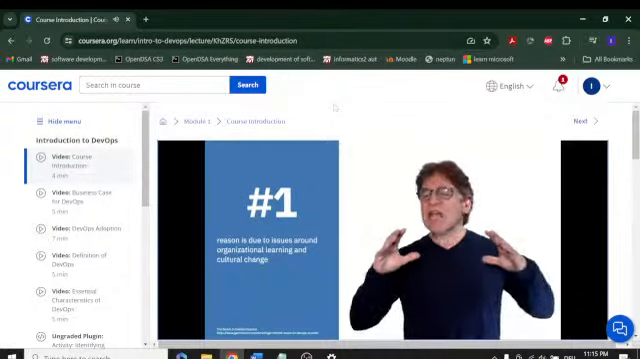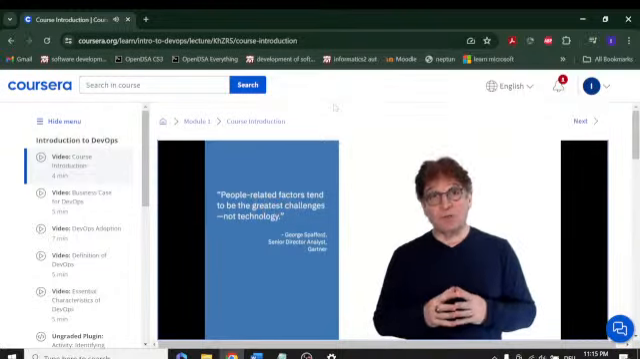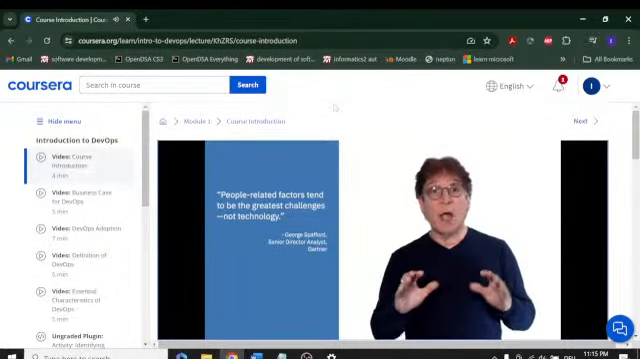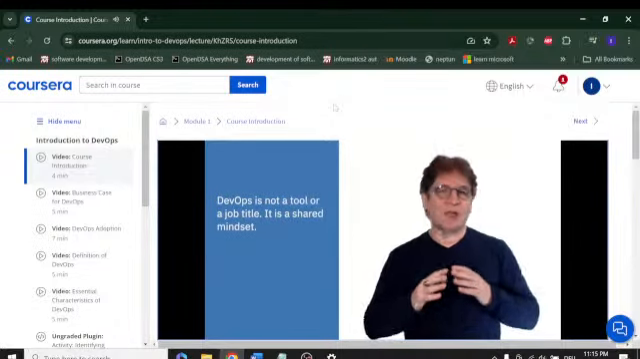Cultural change can have a significant positive effect on DevOps success. According to George Spafford, Senior Director Analyst at Gartner, people-related factors tend to be the greatest challenge, not technology. You see, DevOps is not a tool. DevOps is not a job title.